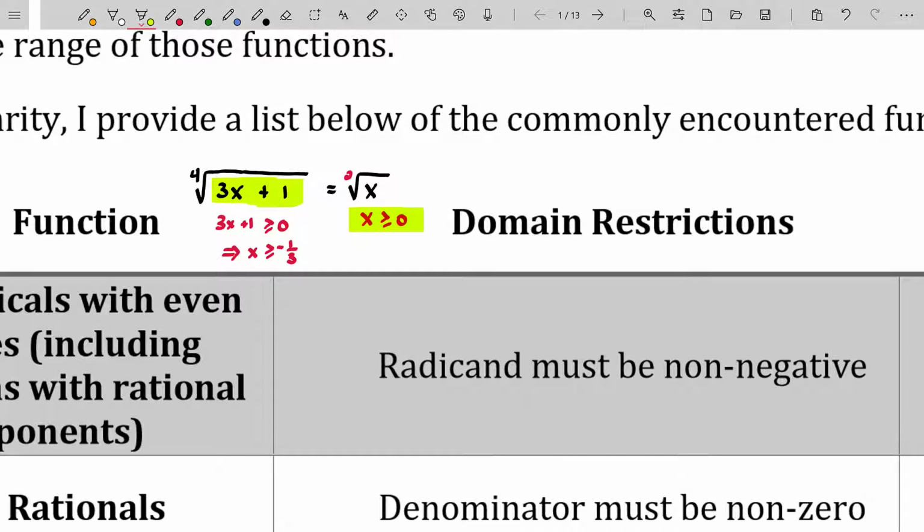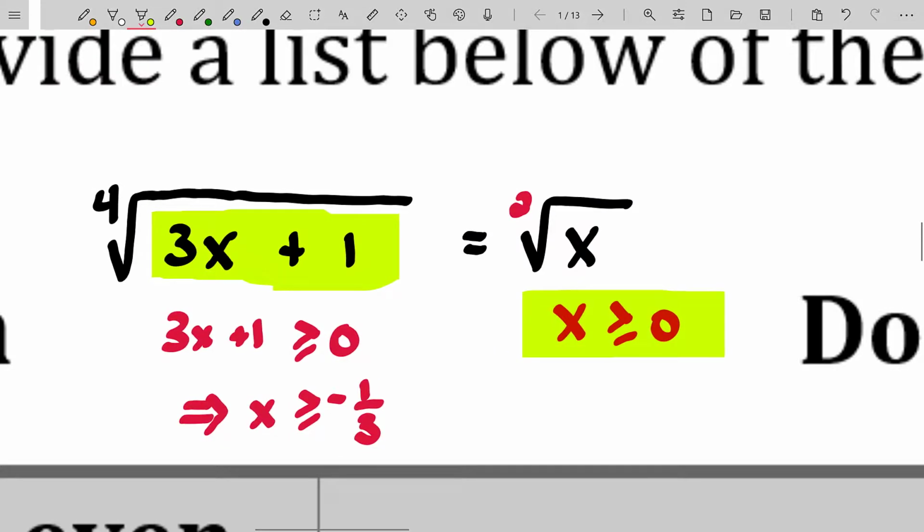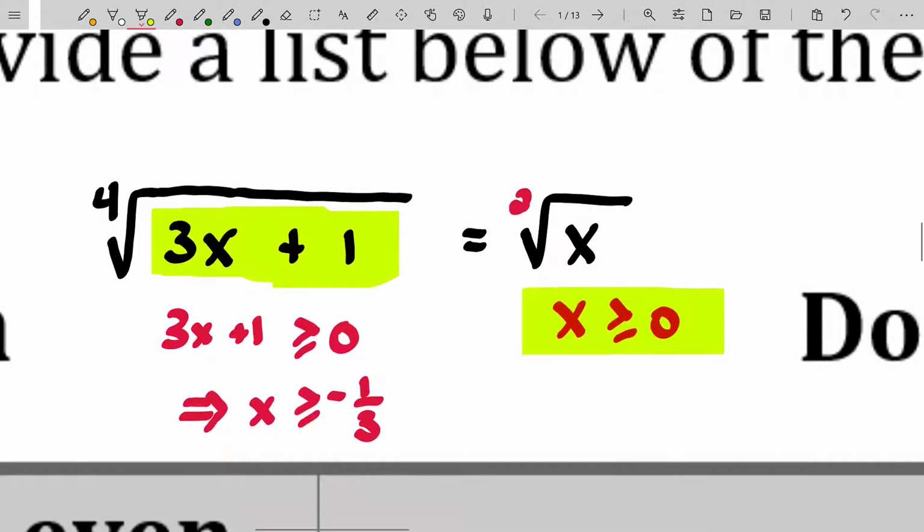That way I just know here are my restrictions. So when I get to an answer, I'll just look back at those restrictions and ask myself, does my answer satisfy those restrictions? If I get an answer like x being -3, that's a problem because x has to be greater than or equal to 0 here.